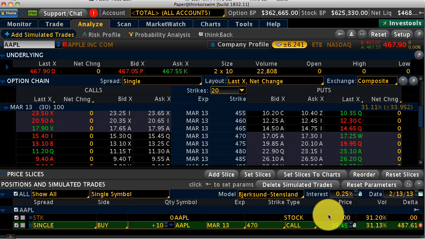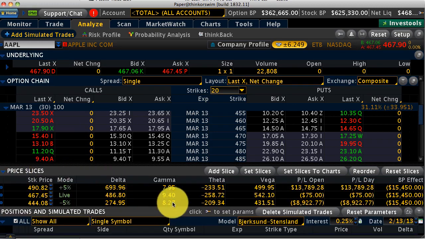So that's going to be $15,450. Now, if you were to buy 1,000 shares of Apple, the stock itself, you're looking at putting down about $467,000. So you can see that this is just a very small percentage of what you would pay for actually buying the shares.